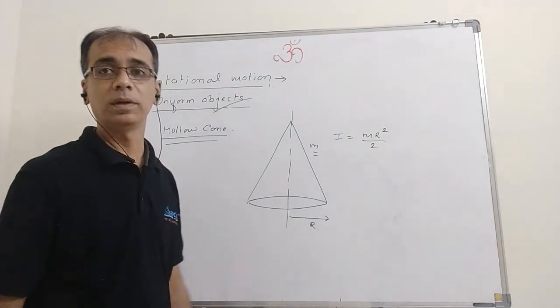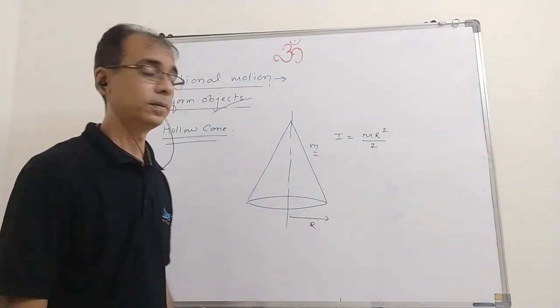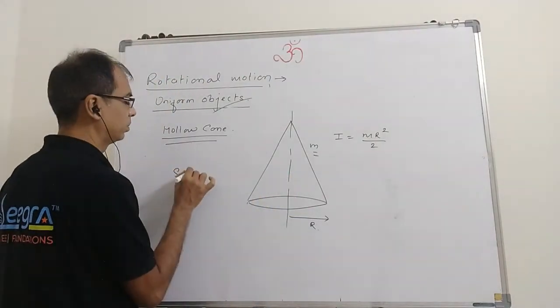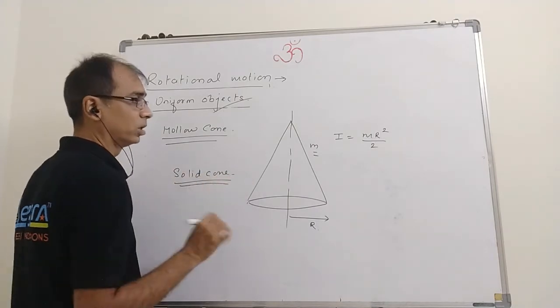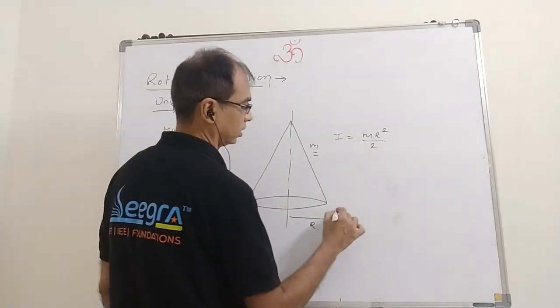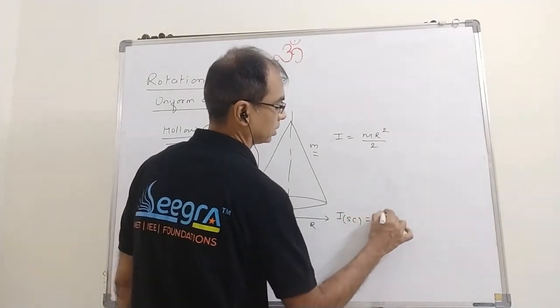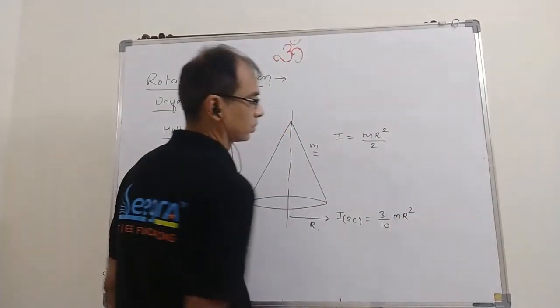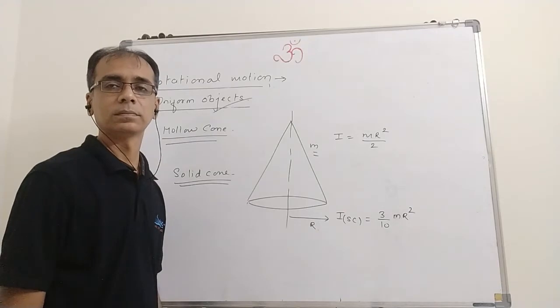Do we have to remember? Yes. Solid cone. If this is a solid one, a solid cone, the same diagram I am making. Okay, I am not making another diagram for that. A solid cone about this axis only, moment of inertia of solid cone, okay, it's 3 by 10 m r square. 3 by 10 m r square. Okay.